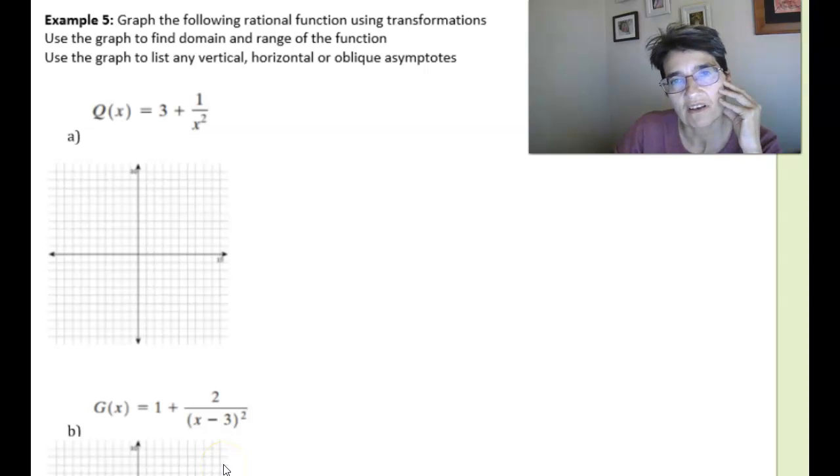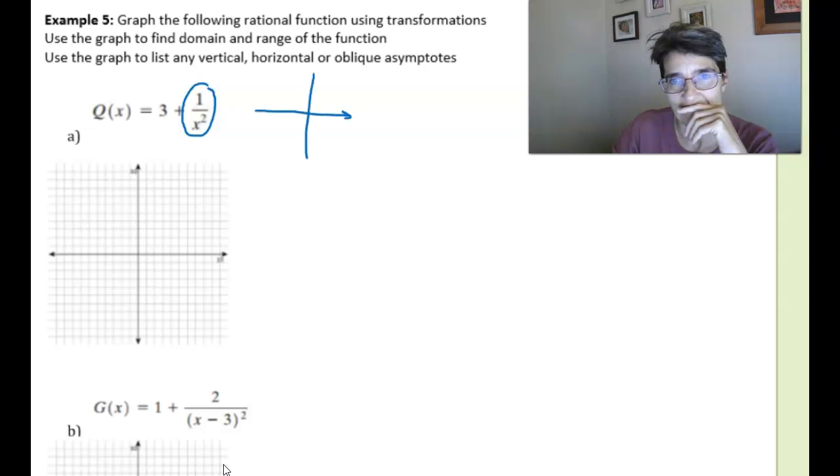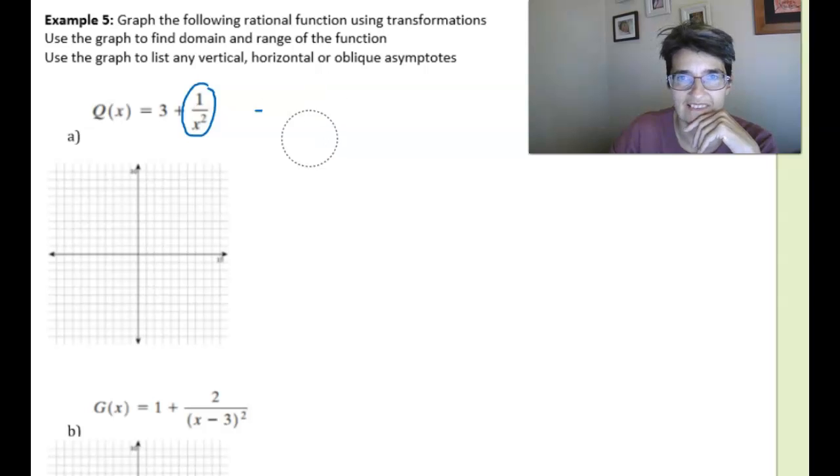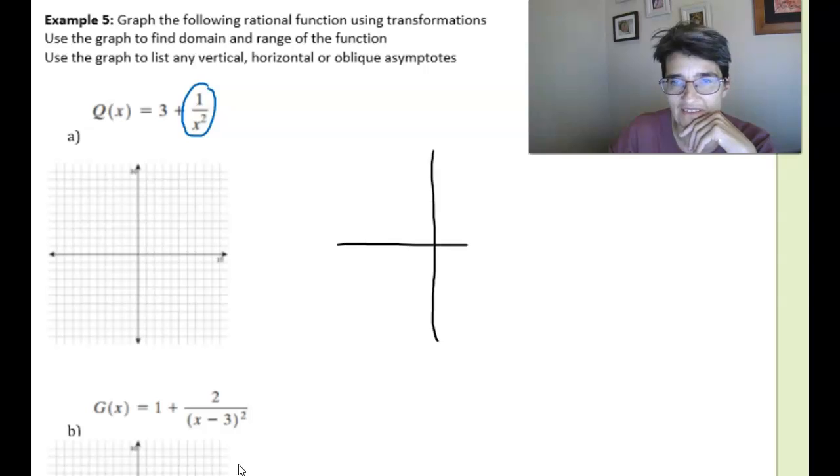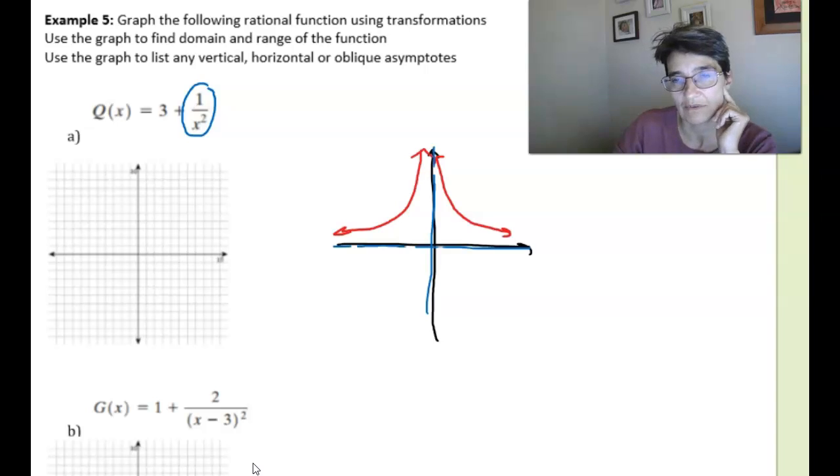Three plus 1 over x squared, this is the parent function. So the parent function looks like this. Let's draw it a little bit bigger. Right, so the parent function, 1 over x squared, looks like this. Alright, and it has a horizontal asymptote here, a vertical asymptote here, and horizontal asymptote there.